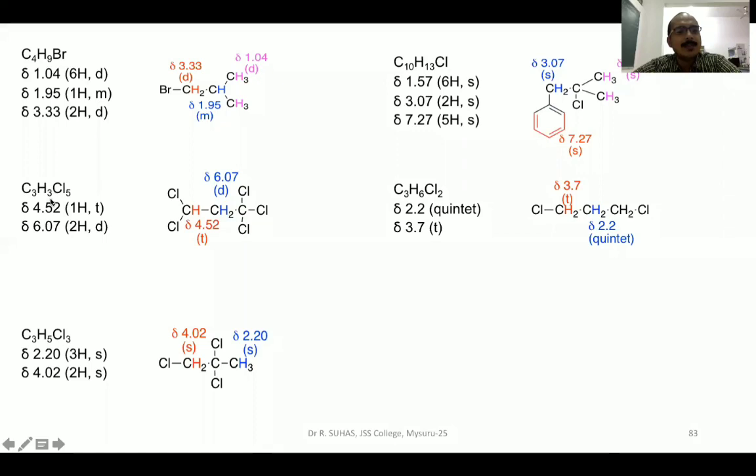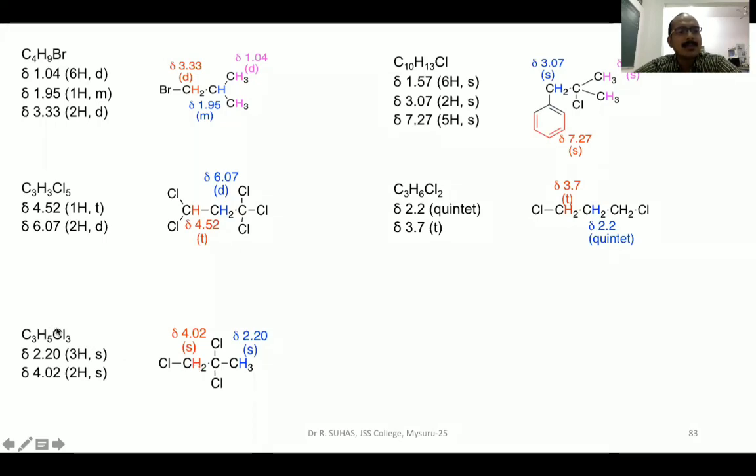Another problem, C3H5Cl3. Don't get confused between these two problems. C3H3Cl5. This is C3H5Cl3. He is telling there are only 2 types of protons. One is CH3, another one is CH2. Both do not have any kind of neighbors, and hence they are appearing as singlet. So write one CH2, another one is CH3.